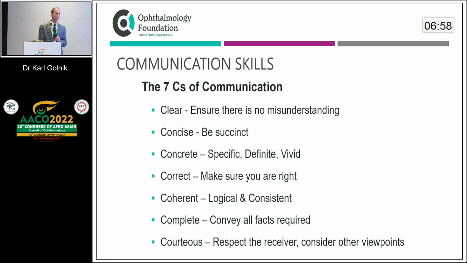Coherent. Hopefully it's logical and consistent. It follows a certain organization of thought. Complete. You want to give all the facts, not more than you need, but at least the facts to convey what you're trying to say. And then courteous. We talked about this a little bit in the last section too.